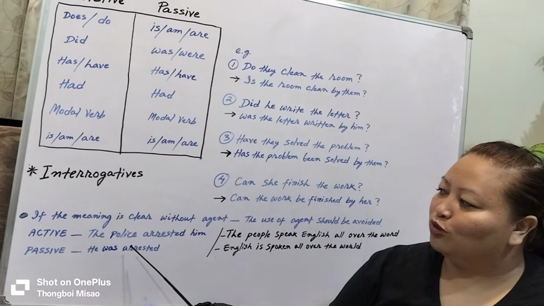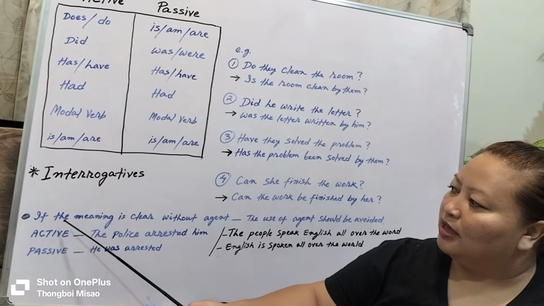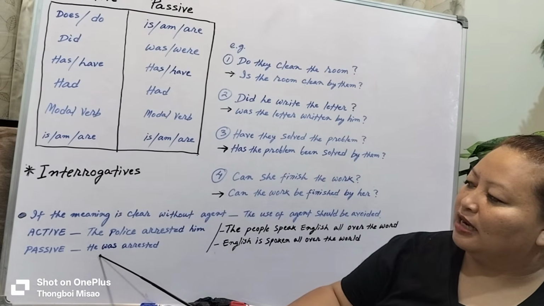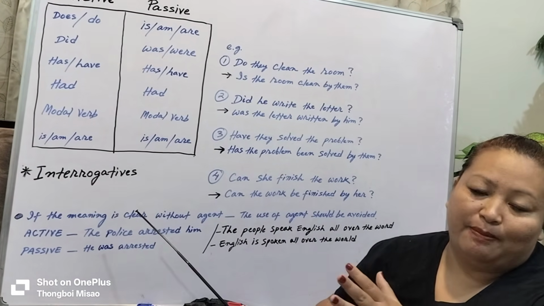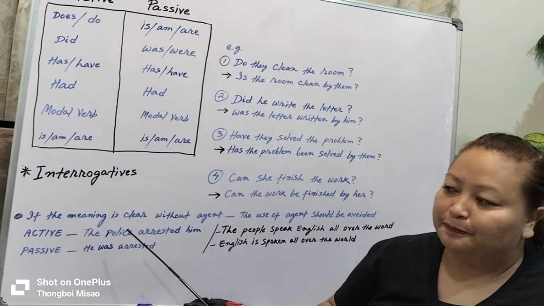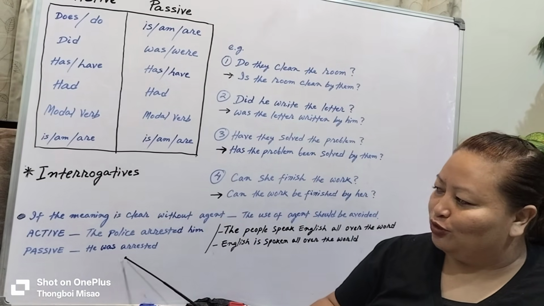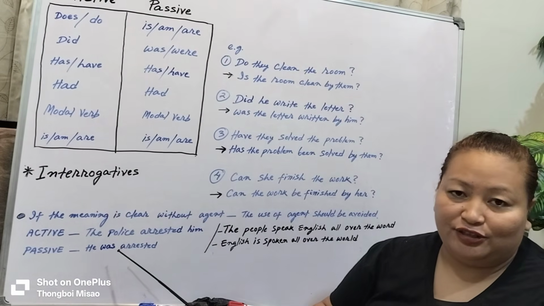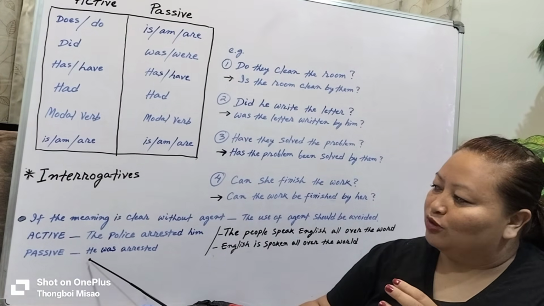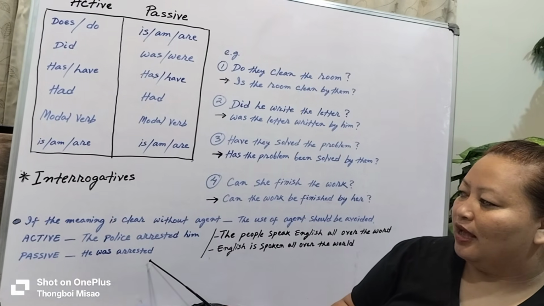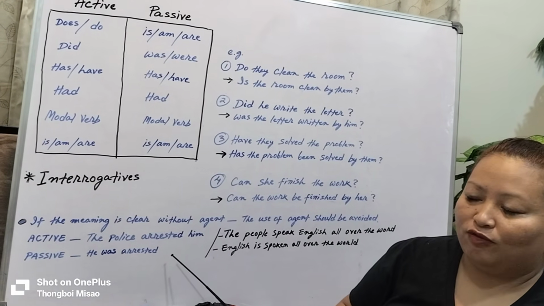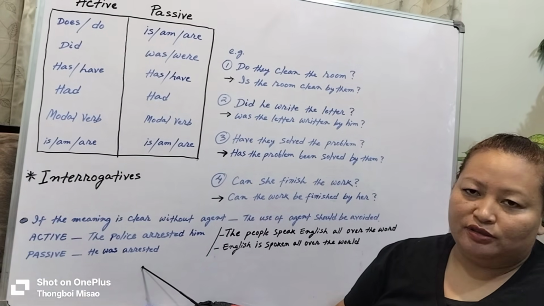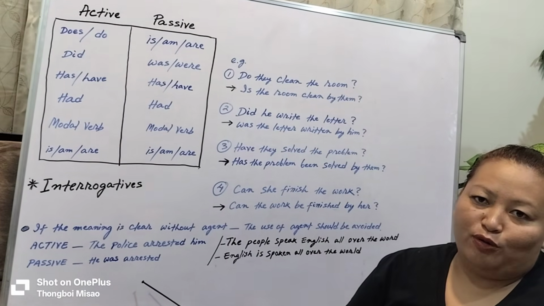If the meaning is clear without the agent, then by the police should be avoided. If the meaning is not clear without the agent, then you have to use the agent. He was arrested is clear, so the agent is avoided. This is how passive voice is used in newspaper reporting.